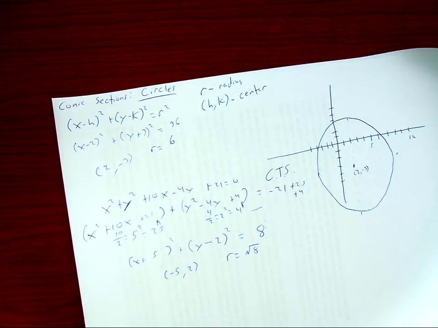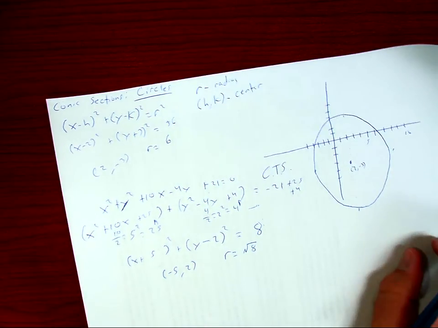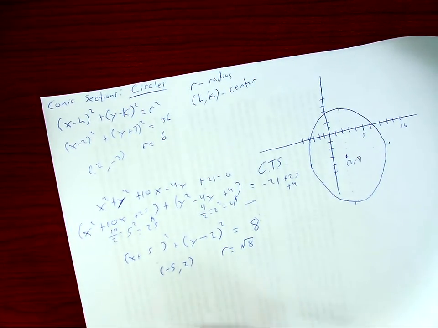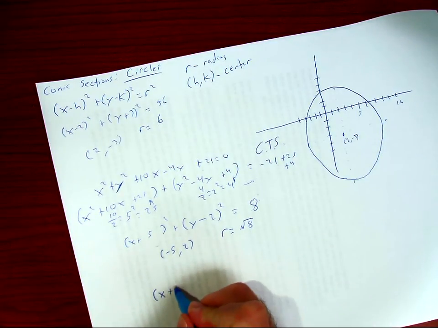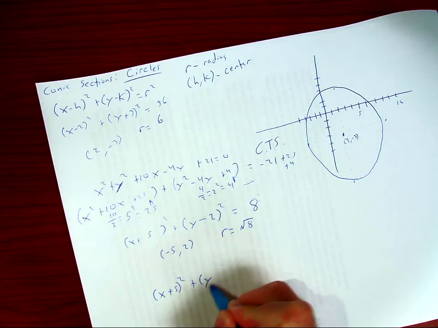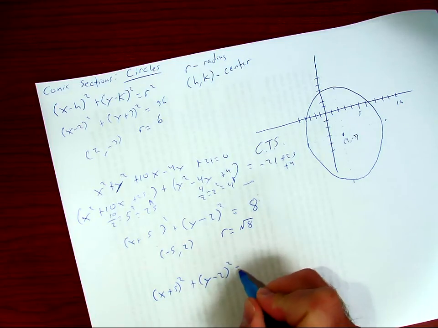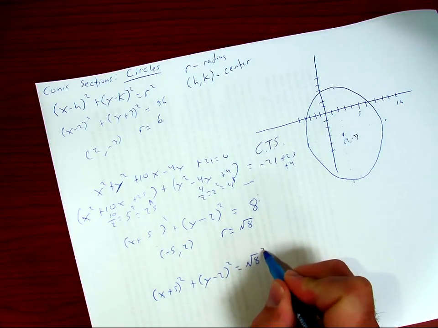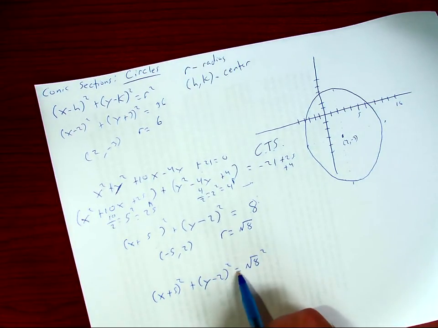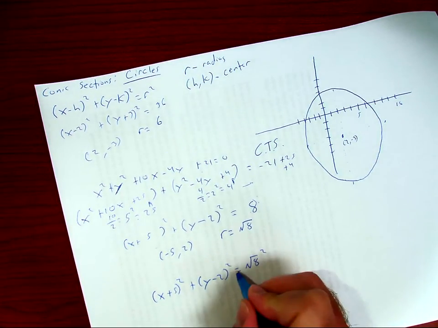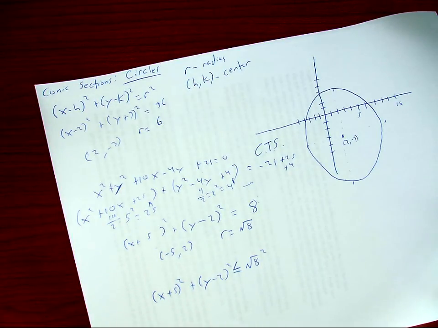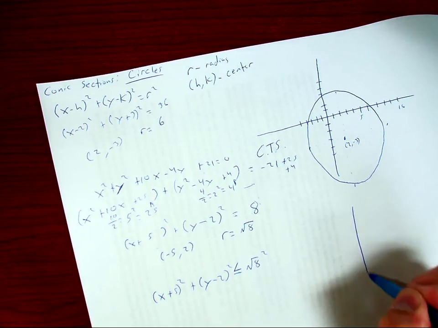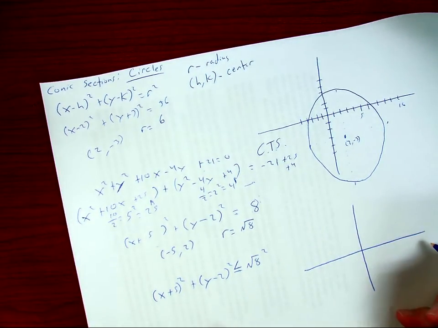One last thing, and this only comes up in a couple of problems in Algebra 2. I haven't seen it in any of the classes yet, but who knows? And I might as well mention this here. Let's say this was like so, but instead of being an equal sign, what if it was less than or equal to? How would that change the graph? Well, it's an inequality. You know you're going to have to shade it.